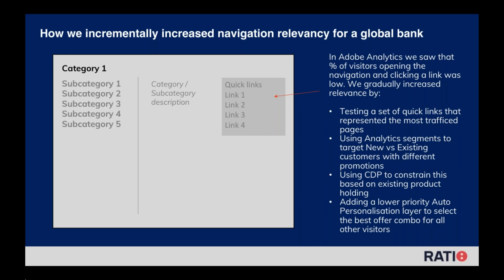And finally, as a layer, I should say, below all of that, at a lower priority, we used auto personalization in order to algorithmically curate the best offer combination or the best set of links for all other visitors. And so we ended up with an experience that was highly relevant in the first instance because we used the testing features of the platform to create a good baseline, but had additional layers on top of that, which created a higher and higher level of relevance.